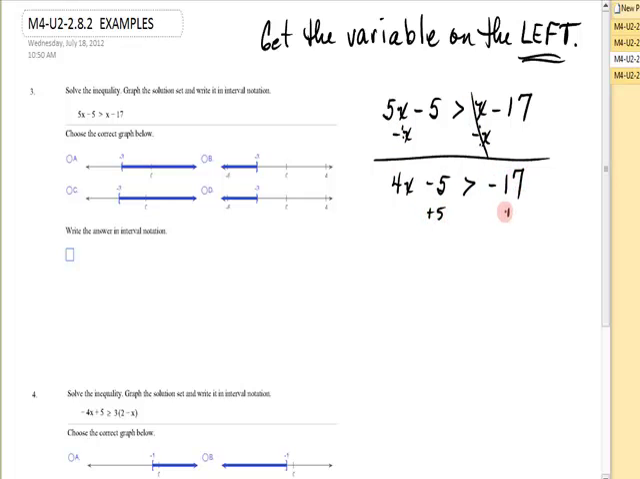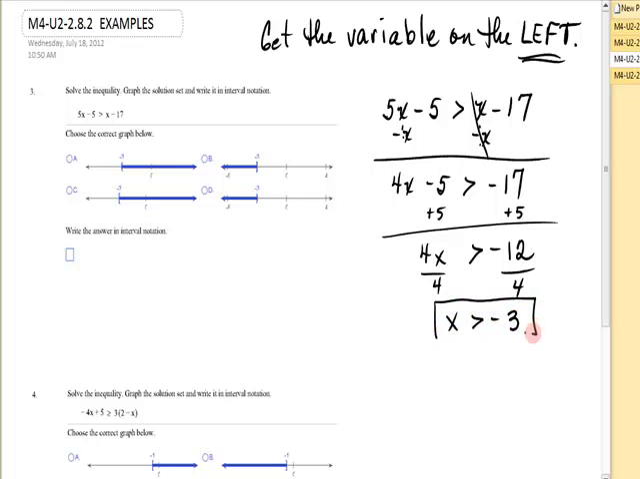Add 5, 4x is greater than, keeping that symbol, negative 12. Divide by 4, which is a positive number, x is greater than negative 3. That's my inequality. You're not asked for that answer, but you have to have it to go on. Greater than, that means it has to go to the right. It can't be either one of those. Strictly greater than, not equal. So greater than, I need the parenthesis at negative 3. So in this one, it is choice A.